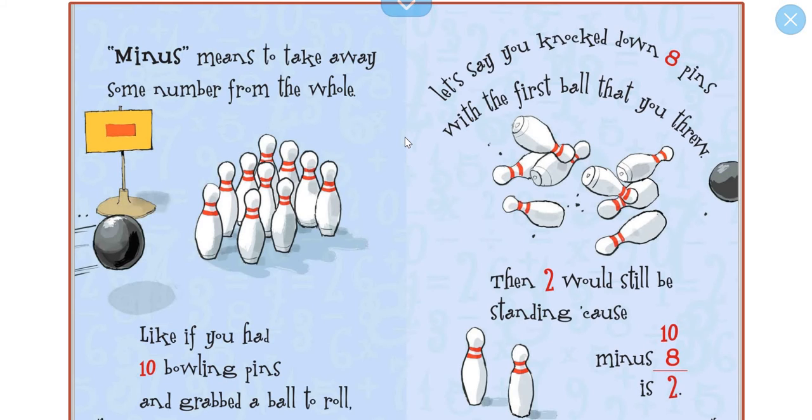Like if you had 10 bowling pins and grabbed a ball to roll. So there's 1, 2, 3, 4, 5, 6, 7, 8, 9, 10 bowling pins. Let's say you knocked down 8 pins with the first ball that you threw. So 1, 2, 3, 4, 5, 6, 7, 8. We had 10, then we knocked down 8. Then 2 would still be standing because 10 minus 8 is 2. 10 take away 8 is 2.